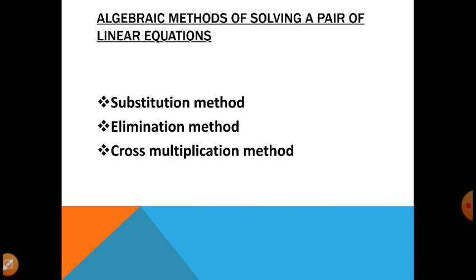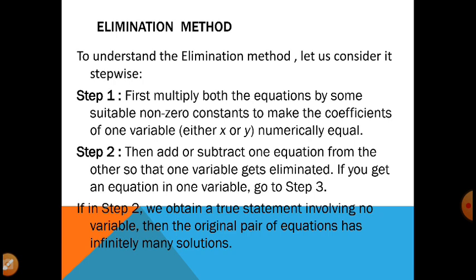Let's see what steps we have to follow in the elimination method. First we get the pair of linear equations. In that pair of linear equations we have to observe whether any one variable has the same coefficient or not. Same coefficient means numerically it should be equal, either x or y, anyone has to be equal.